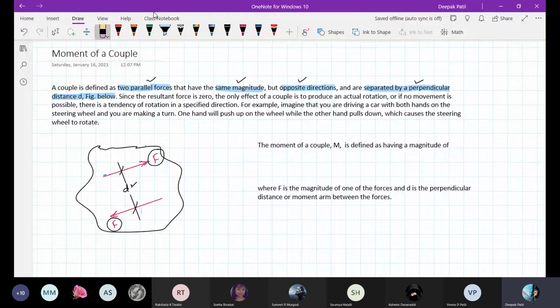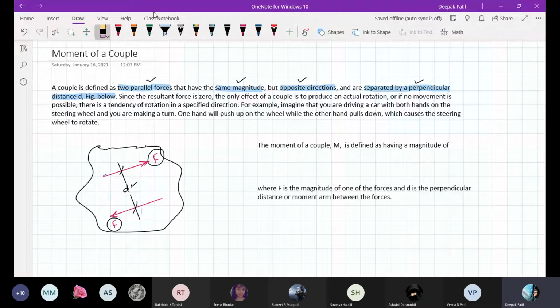Since the resultant force is zero, we can see that the resultant is zero because this is also F and this is also F and both are in opposite directions. So F minus F, the resultant force is zero. The only effect of the couple is to produce an actual rotation, or if no movement is possible, there is a tendency of rotation in a specified direction. I told you, since the resultant of these two forces will be zero because F minus F becomes zero, the tendency of this couple on this body is to rotate the body in a particular direction based on the direction of these two forces.